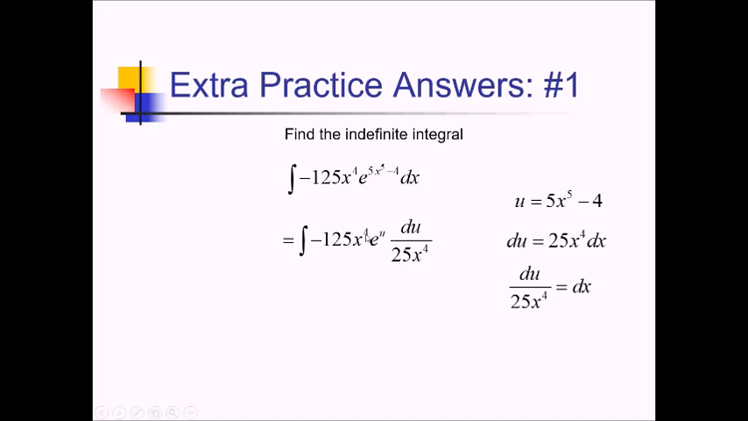Well, these x to the fourths are going to cancel, so that's nice. Negative 125 over 25 is going to be negative 5. We still have an e to the u du left over. Now, the antiderivative of this expression is just negative 5 e to the u plus c. And then we can substitute 5x to the fifth minus 4 back in for u.